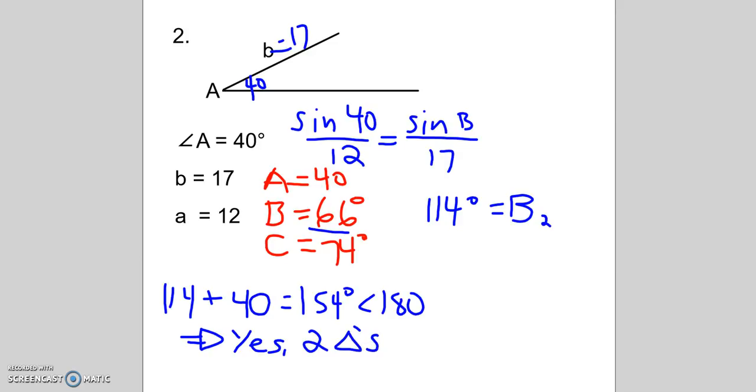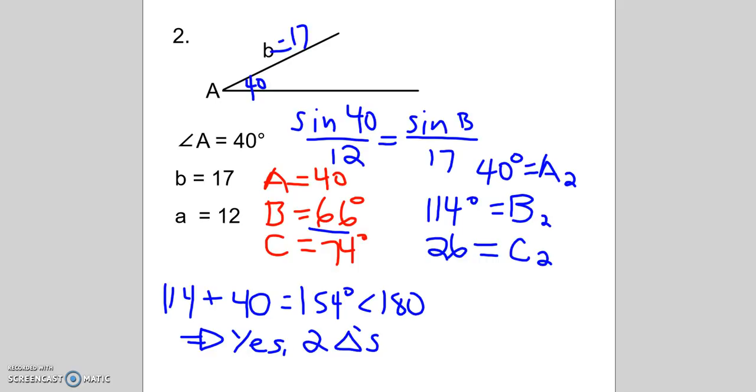Okay, so here we have B2 equals 114 degrees. So let's find the other ones. So we know that A2 is still going to be 40 because that's given to us. And then in our second triangle, angle C2 is going to equal 26 degrees.